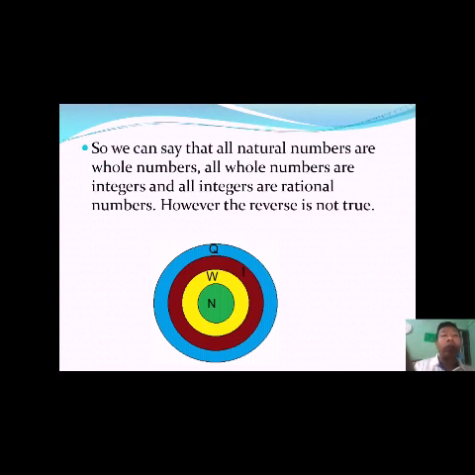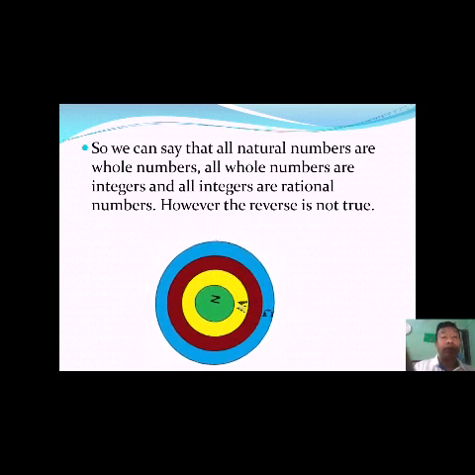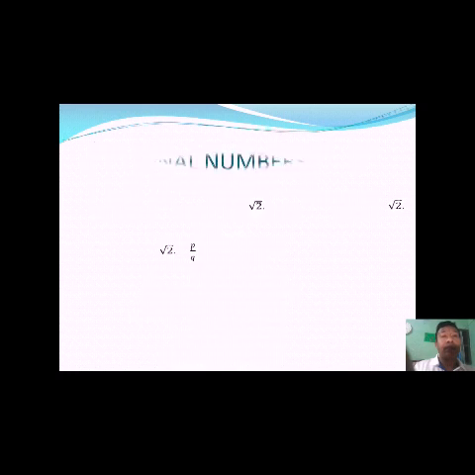So we can say that all natural numbers are whole numbers, all whole numbers are integers, and all integers are rational numbers. However, the reverse is not true. Now let us see another set of numbers called irrational numbers.